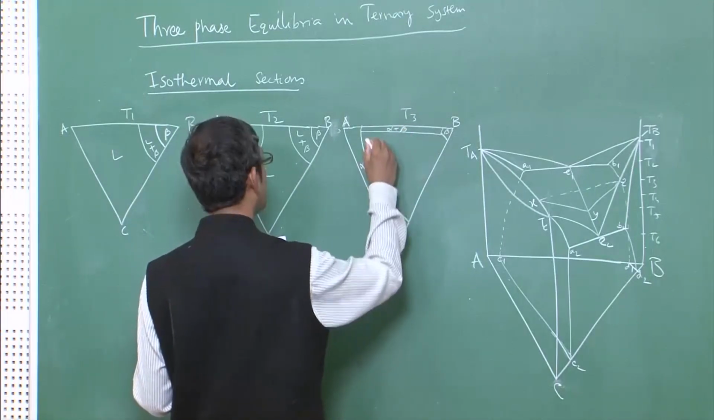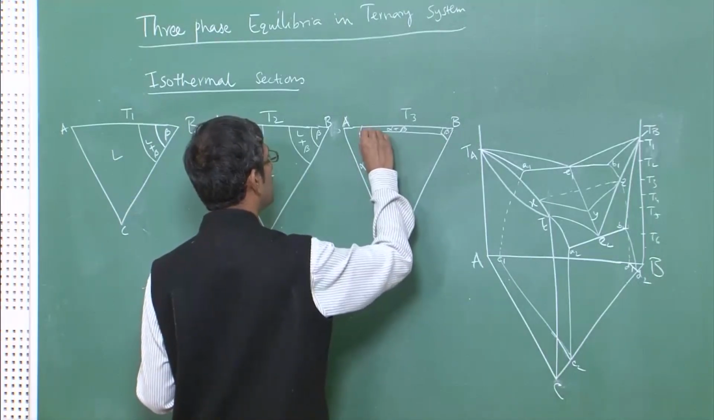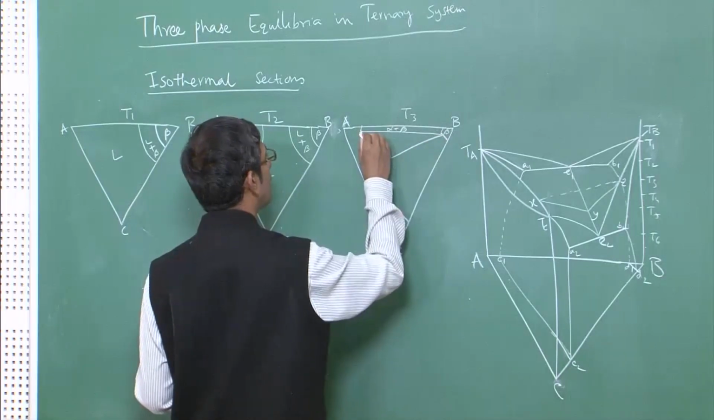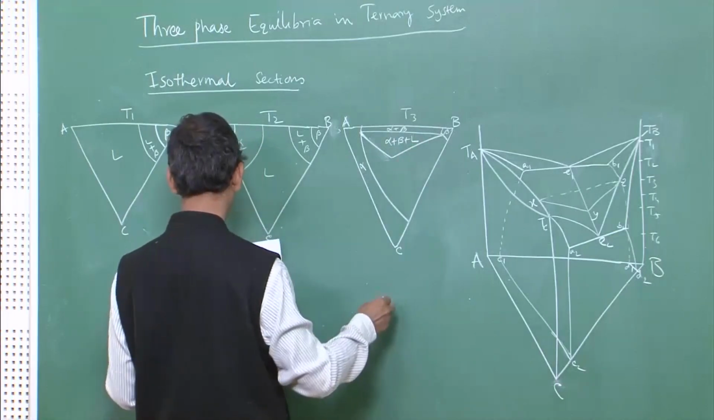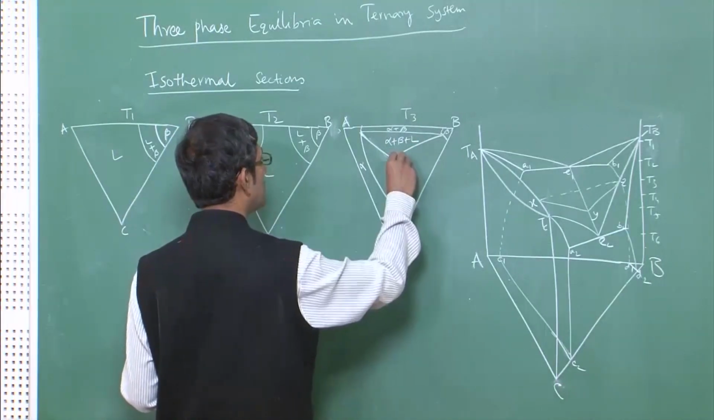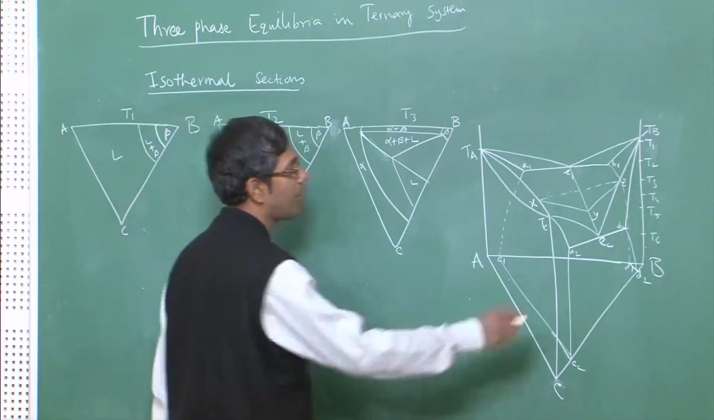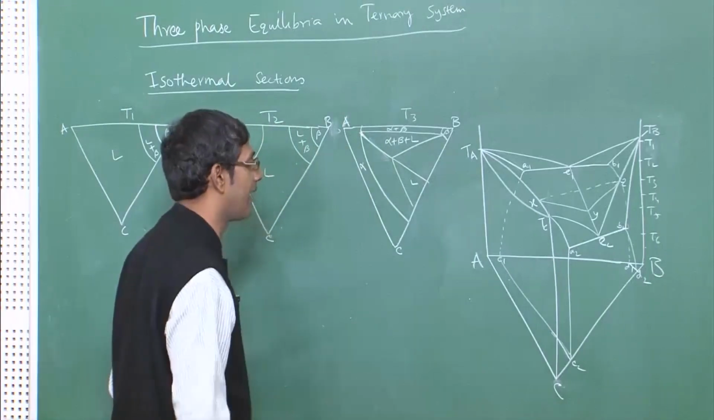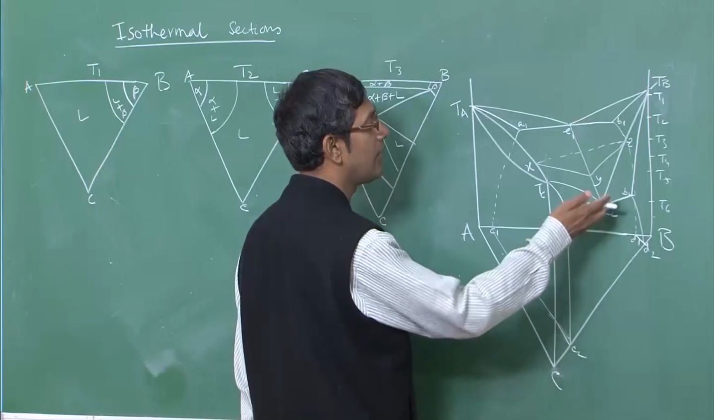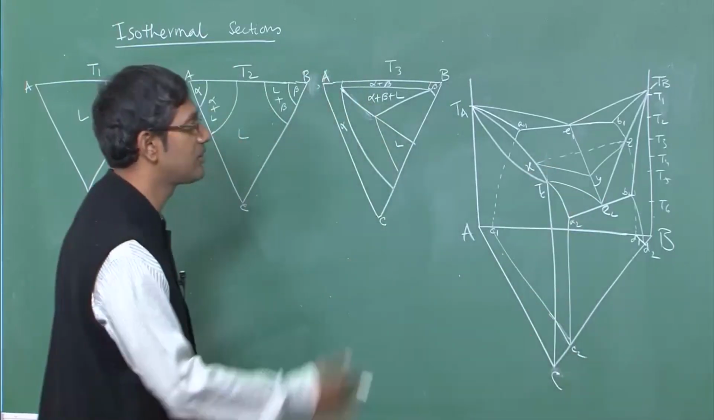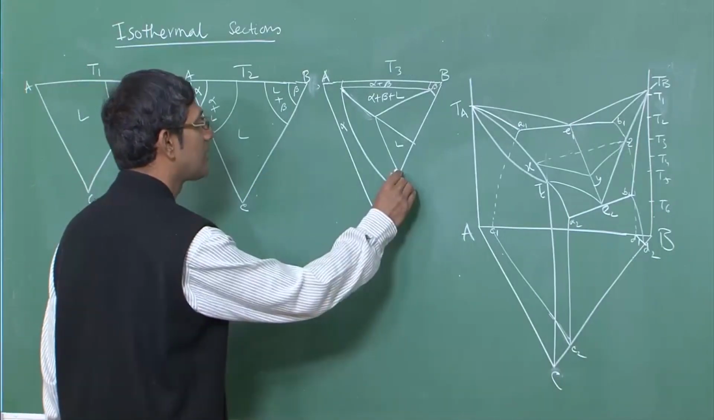And finally you are going to have a triangular alpha plus beta plus liquid, and liquid will remain, still liquid will remain, because you are above E2. So, liquid will be there till E2, below E2 there will be no liquid, because E2 is the lowest melting eutectic out of these two. So, that is how this section will look like.